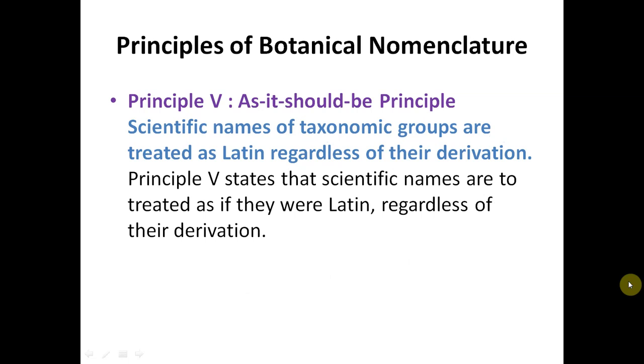So from whichever country, whichever area, whichever language that plant is identified, irrelevant of whichever area or language it belongs to, regardless of all this derivation, that plant should be named in Latin only. So this is called the "as it should be" principle. It states that scientific names are to be treated as if they were Latin. That means the name should be Latinized regardless of the date.